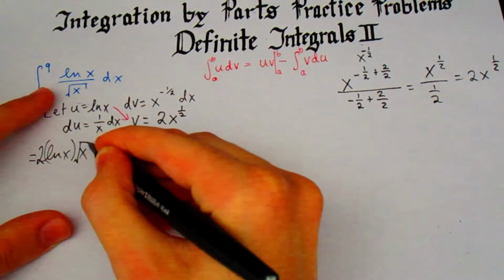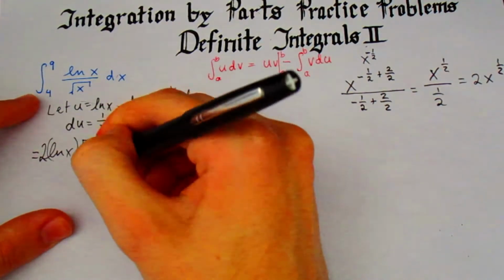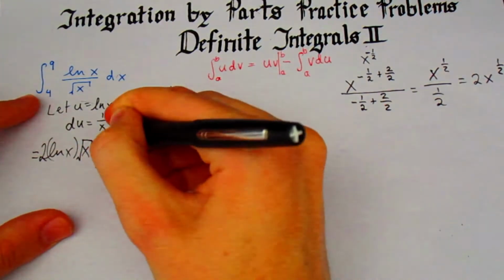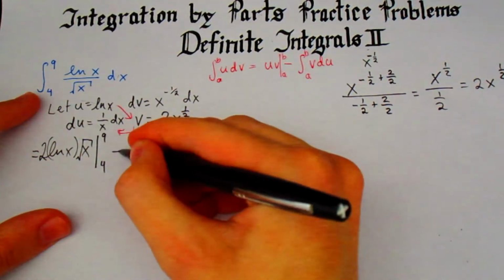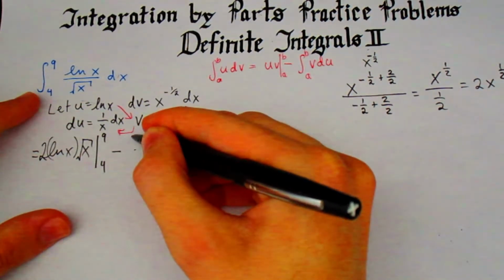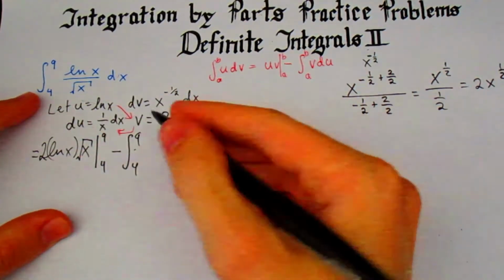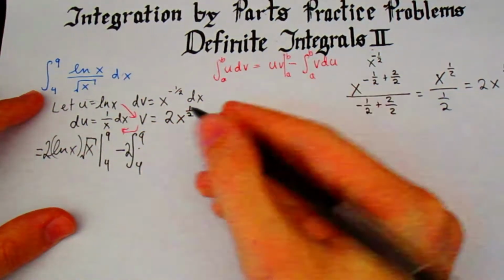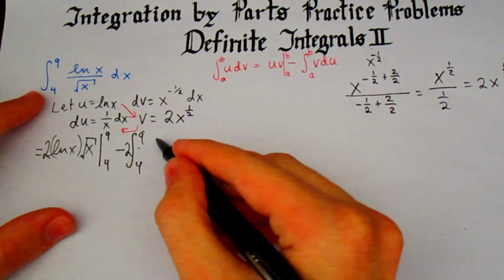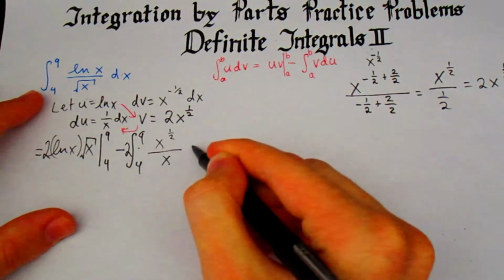X, I'm just going to put rad x right there. It means the same thing. And that's integrated from 4 to 9. And then I'm going to subtract from it the integral from 4 to 9 of v du. Okay, that 2 is a constant, so I'm going to pull that out, and we're left with x to the 1/2 over x dx.